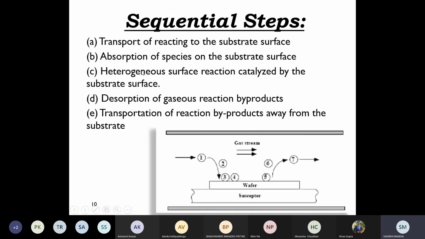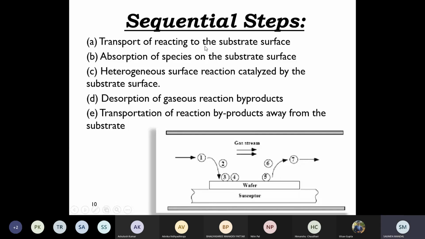So these are the sequence of how this coating proceeds. First is transport of the reactants to the substrate surface. So that is the first process. Then adsorption of species on the substrate surface, then the heterogeneous surface reaction catalyzed by the substrate surface. So there are two things.